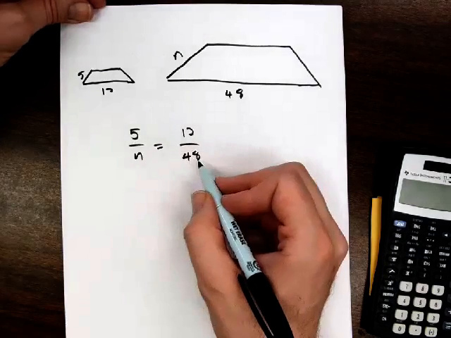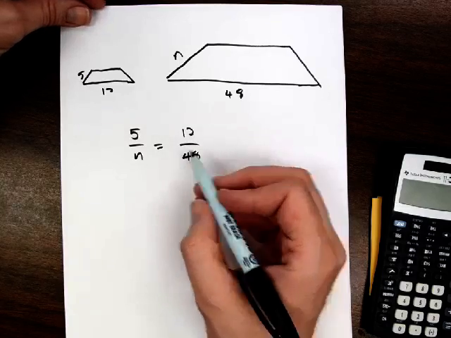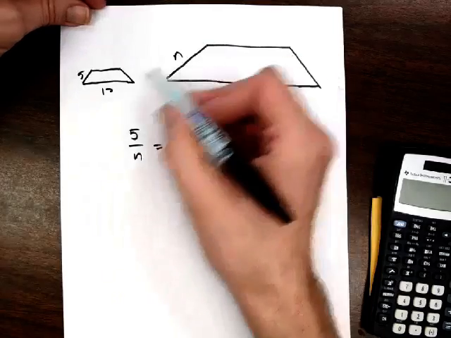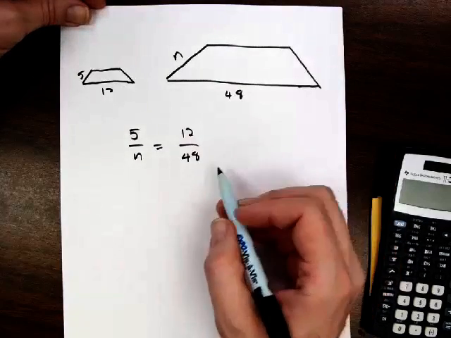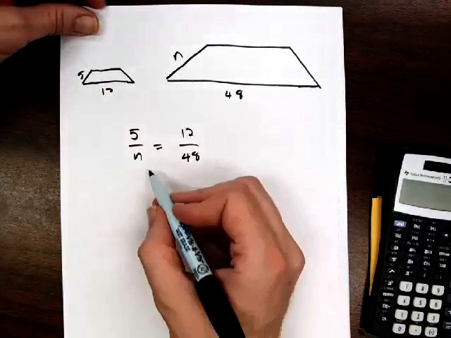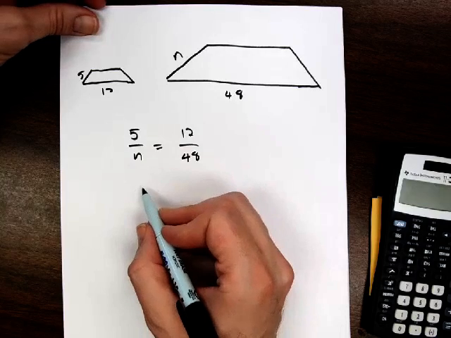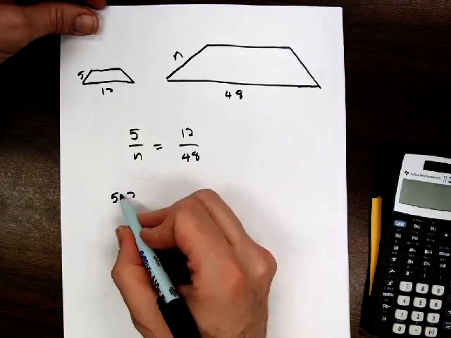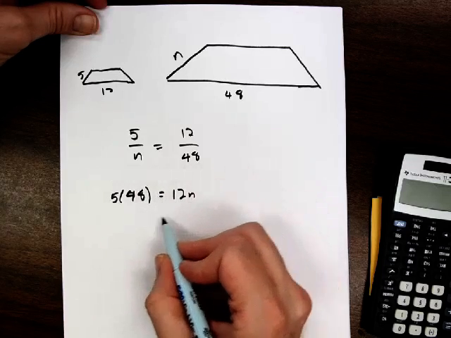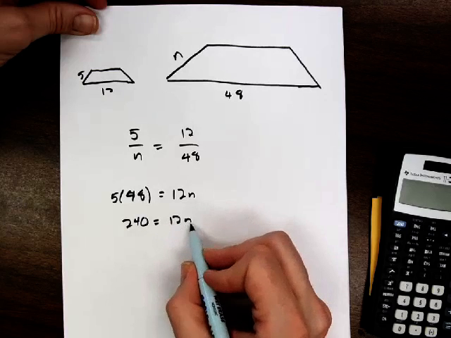And I can go ahead and just figure out what my relationship is. So notice here that I've got this leg right here. So leg to leg is equal to base to base. Or leg to base is equal to leg to base. Okay. Now I've got 5 times 48. So 5 times 48 is going to be equal to 12 times n. So I've got 240 is equal to 12n.